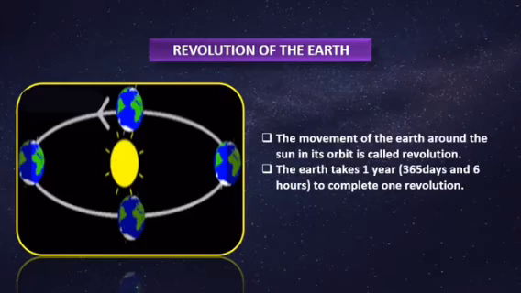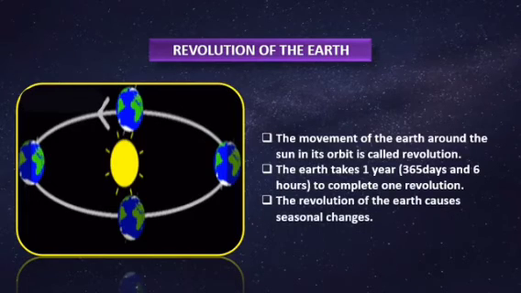How many seasons do we experience in a year? We experience summer season, rainy season, winter season, and autumn season. All these seasonal changes are caused due to the revolution of the Earth. When the Earth changes its position around the Sun, we experience different seasons.